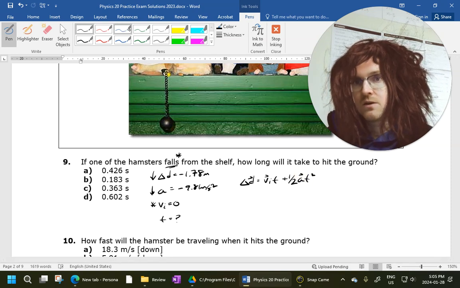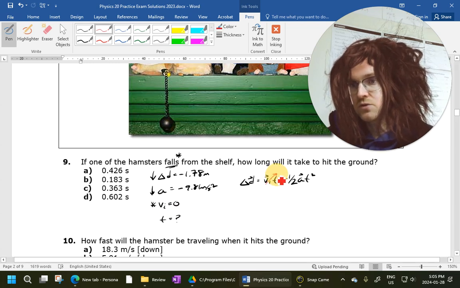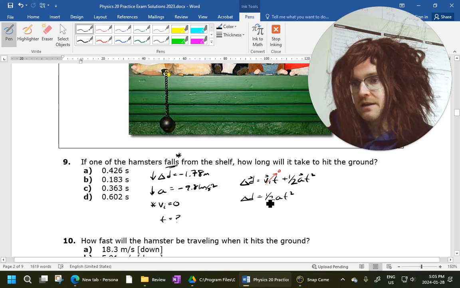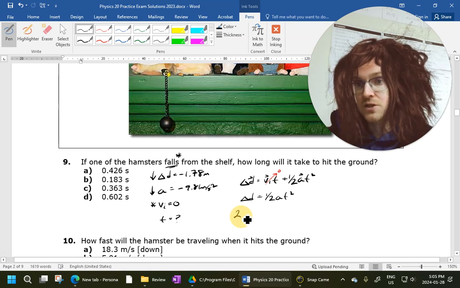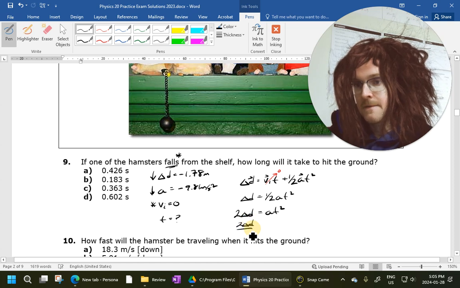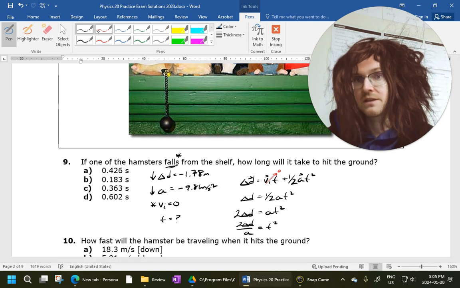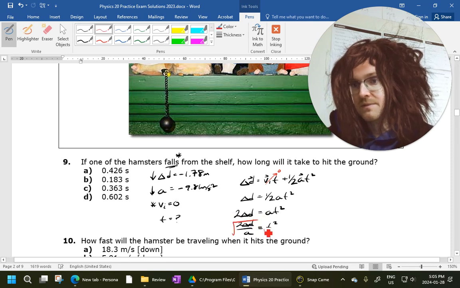Solving for T. What's nice about this is that since VI is equal to 0, this whole first term is also equal to 0, so that first term's gone. Then I can start rearranging this. I'm going to times by 2 on both sides to get rid of the half. And then divide by A on both sides to get rid of the A. And then I'm just going to take the square root of both sides, that last step, and we're going to get T.